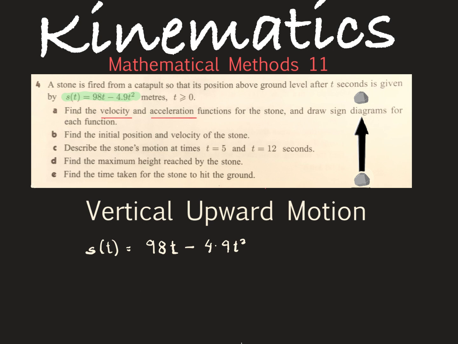Finding the velocity function is done by differentiating the displacement function. Using the principles of differentiation, we will have 98 minus 9.8t. So this function gives us very important information, because it tells us that when the velocity is 0, that means that there will be a change in direction. It means that the particle has stopped and now it will be going in another direction.